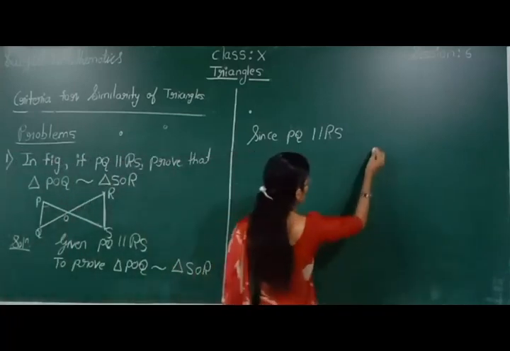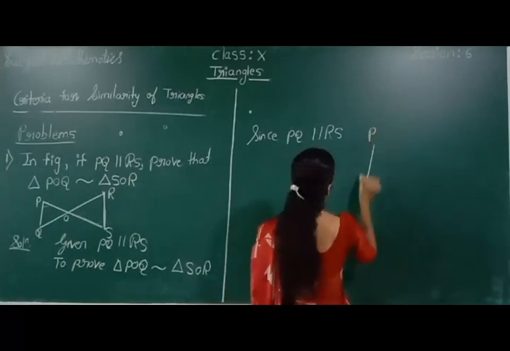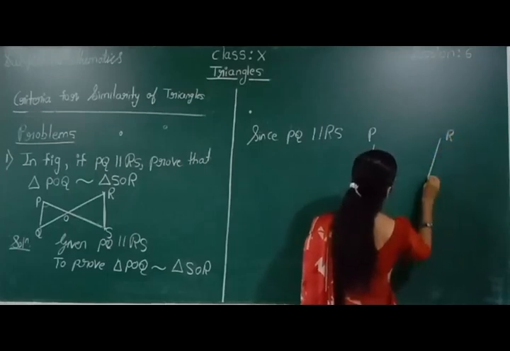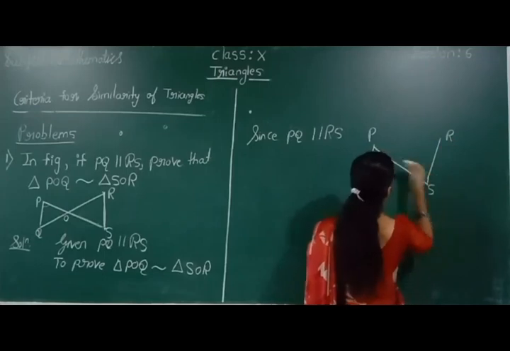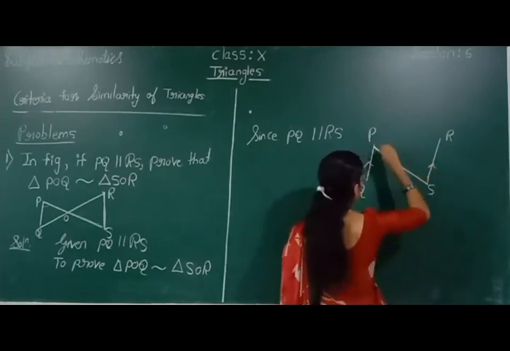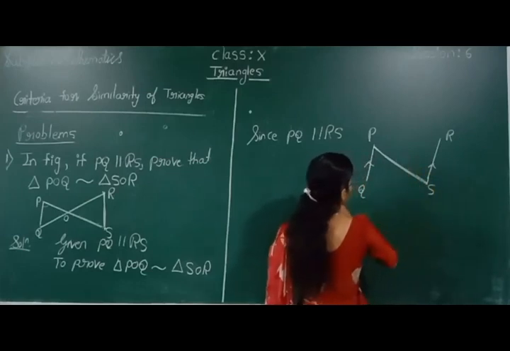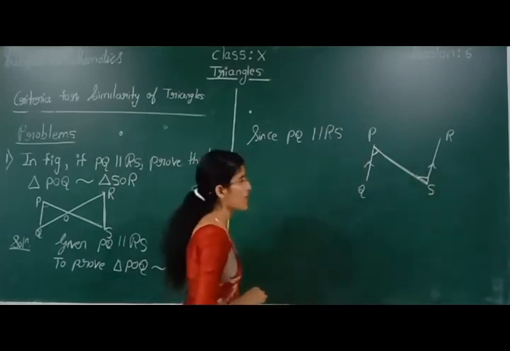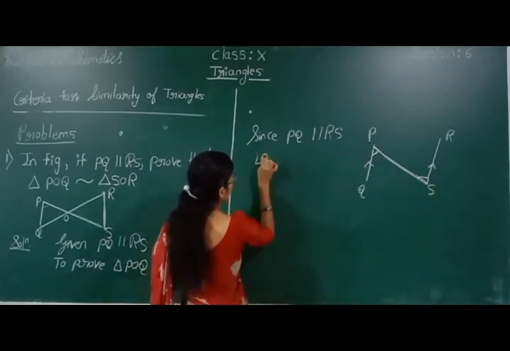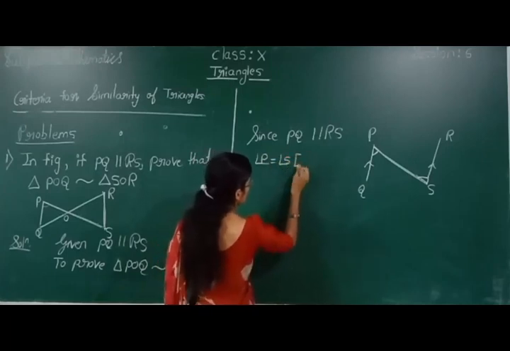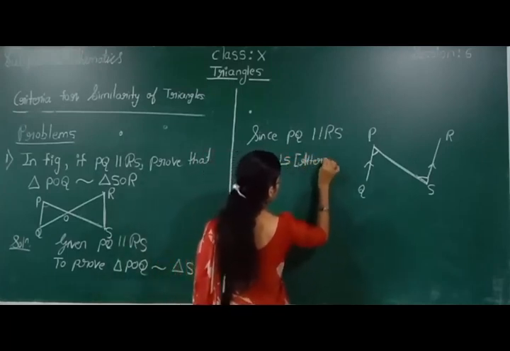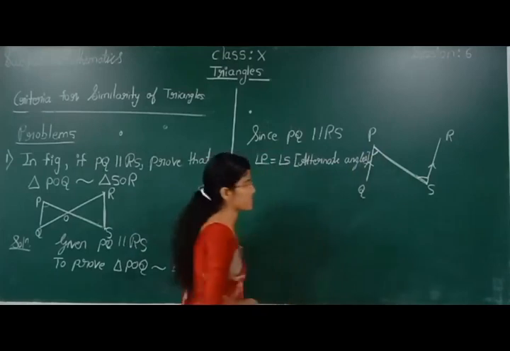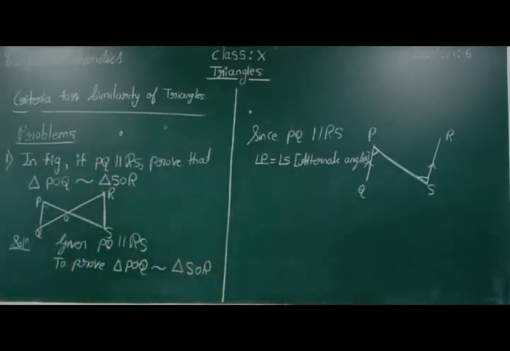Now listen here. Here they have given PQ, right? Here PQ is there and here RS is there. Now see here, these two lines are parallel and this is the transversal. What we can tell here, this angle and this angle are equal because they are alternate angles. Angle P is equal to angle S. What is the reason? Alternate angles. They are nothing but the alternate angles.